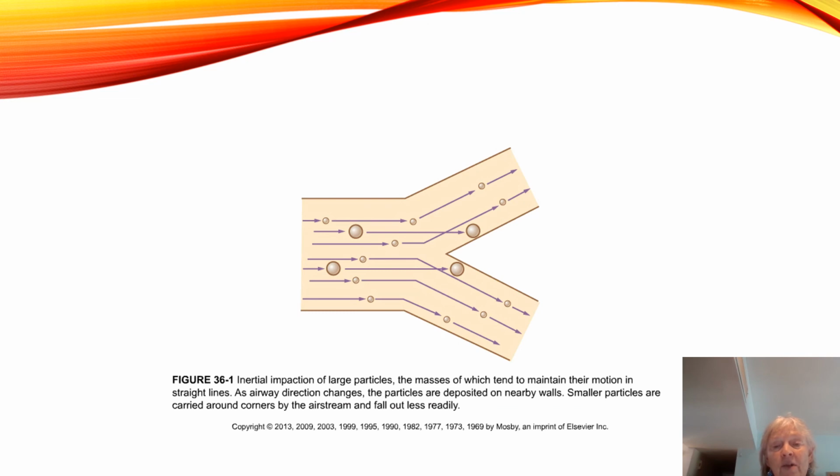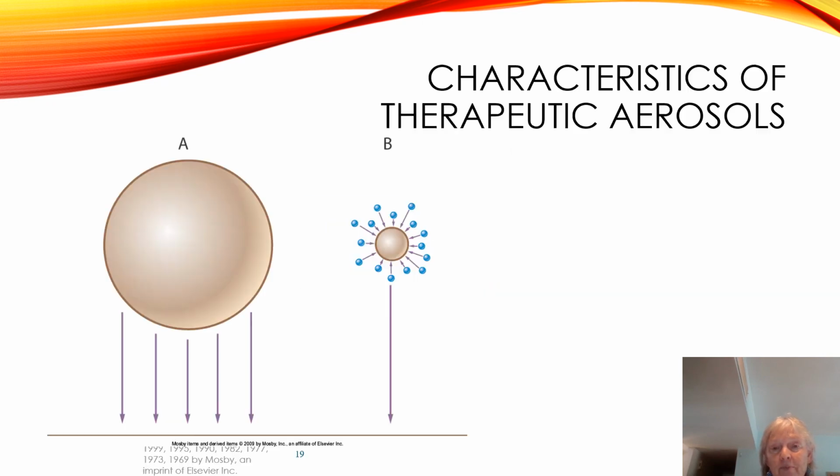And this is another one that shows you that inertial impaction, what happens at this particular point. The larger the particles, the higher they settle out. The smaller the particles, we're at least going to get them past the back of the throat, past the trachea, and hopefully into the bronchi. If they're too big, they'll settle out or deposit before that.